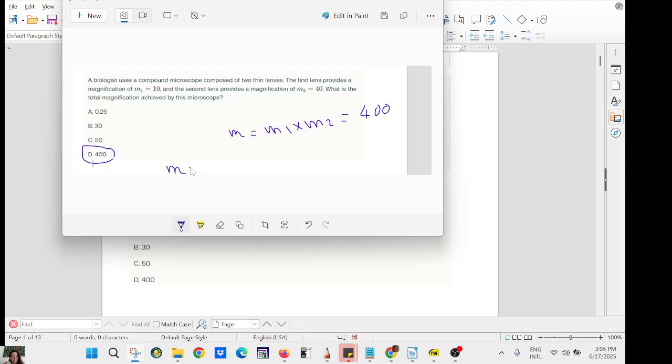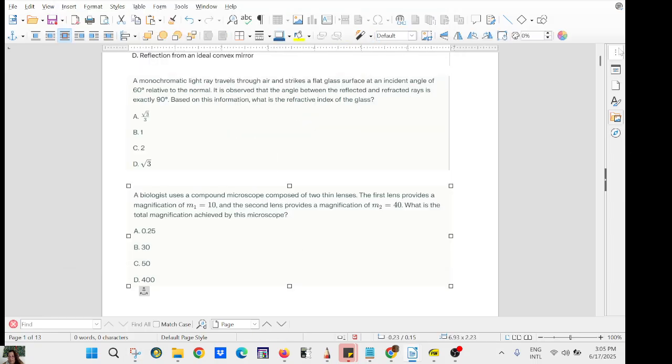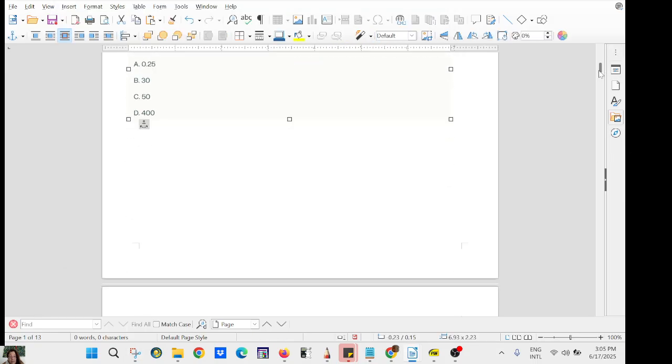Magnification is the height of the image over the height of the object, which is negative the distance between the lens and the image over the distance between the lens and the object. So that's just the definition. So that should go easy.